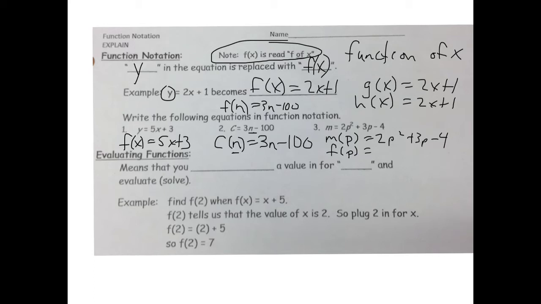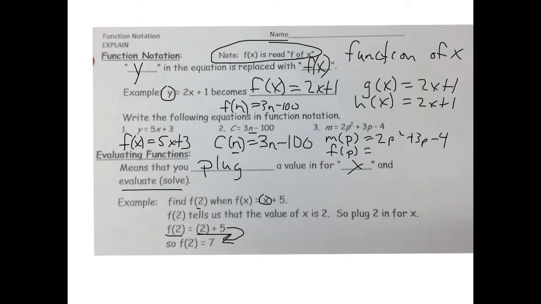Okay? Evaluating a function means that you plug a value in for x and you solve, you do the math. Okay? So F of 2 when f of x is equal to x plus 5 means we're going to take the x out and we're going to put 2 in its place. And so if we come down here, f of 2, the 2 gets put in its place, 2 plus 5 is 7.